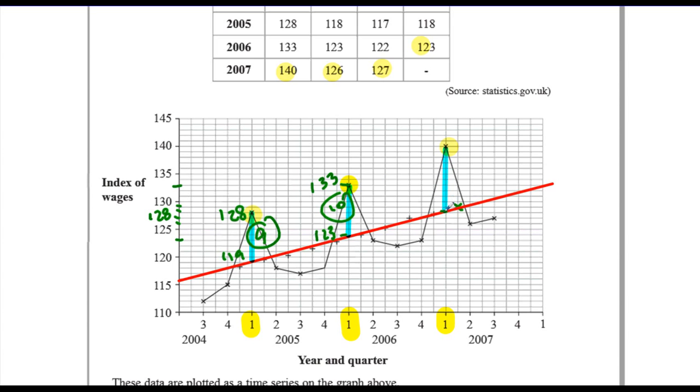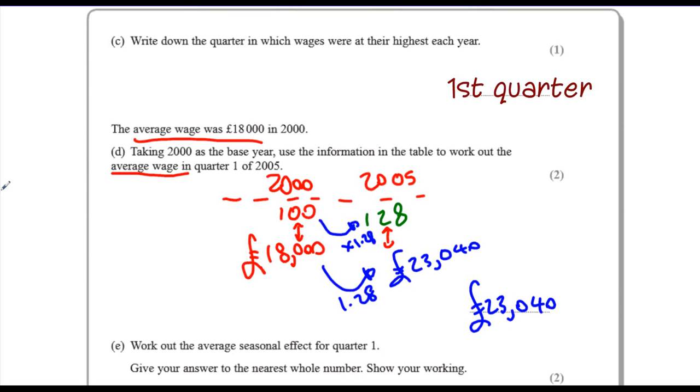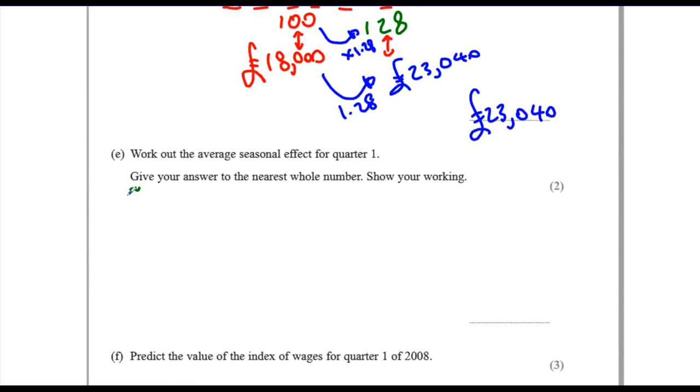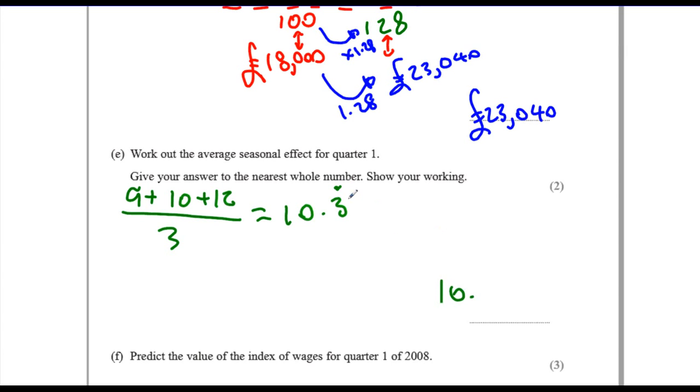That's the blue line. This one we've gone from 128 again, up to this time 140. So that is a difference of 12. So we want the average of 9, 10 and 12. So add the three of them together, 9, 10 and 12, and then divide by 3. So that should give you 10.3 recurring, or 10.3 to the nearest whole number, okay, 10. Make sure you read the question.